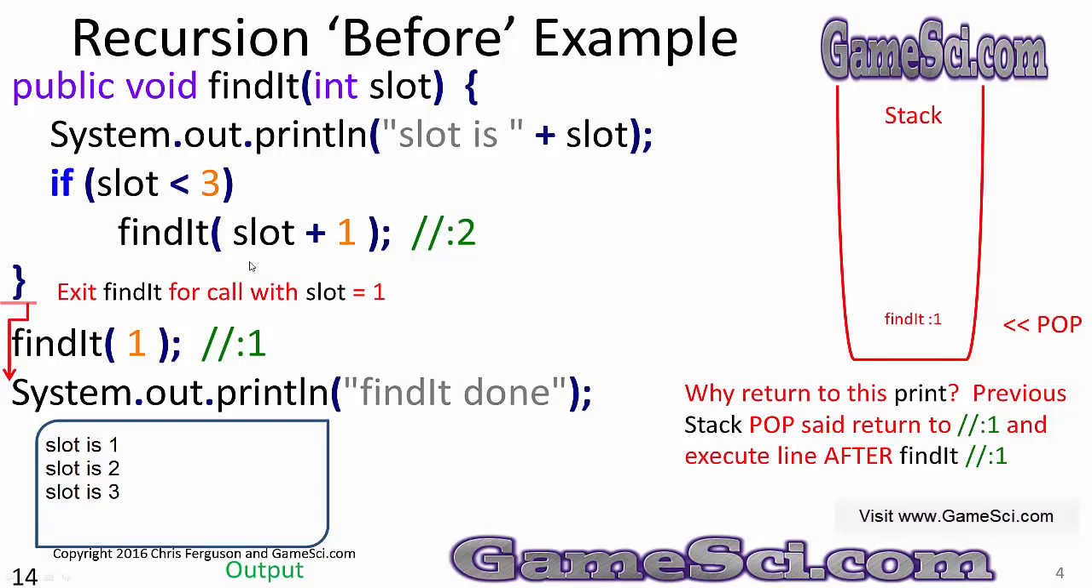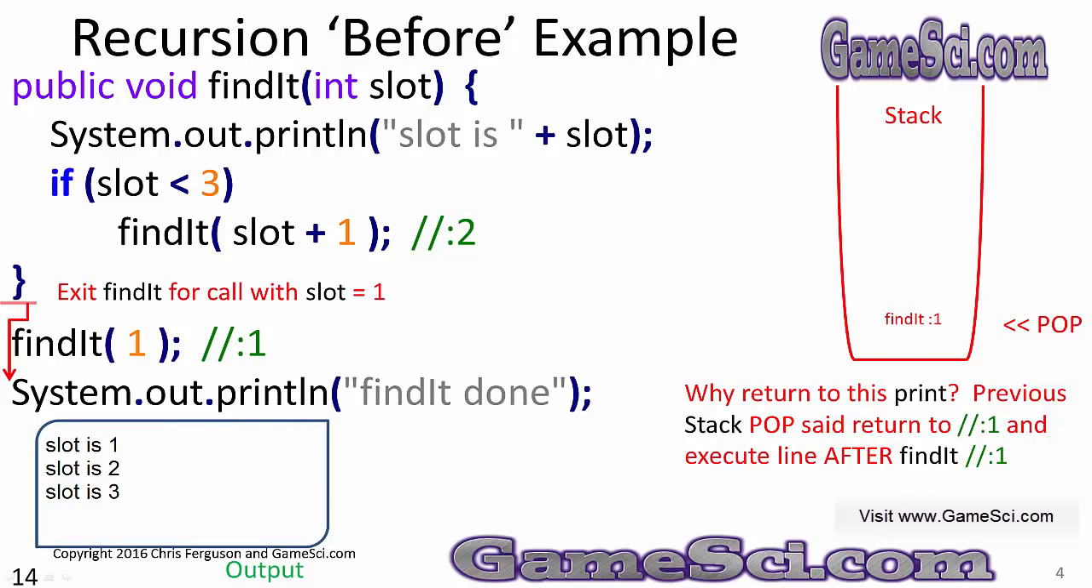Now, slot equal to 1, when we exit findIt for the call with slot equal to 1, that was the original call. That's what was stored on the stack. That tells us how many times we have to do it. We have now finished all executions of the method findIt. So we're going to return to the //:1 here and execute the line of code after that. You can see there's a System.out print there.